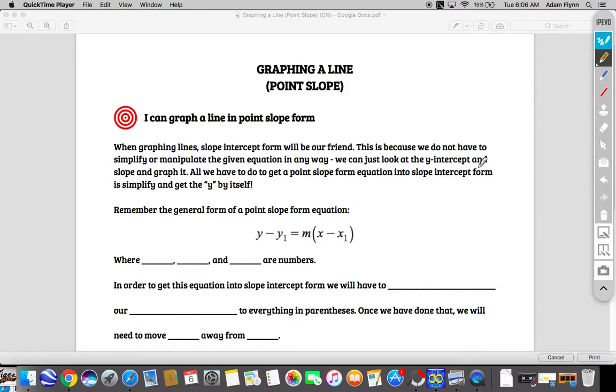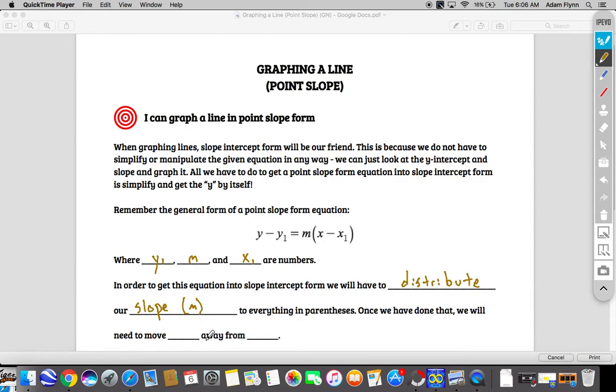So we have y minus y1 equals m times x minus x1. And remember, y1, m, and x1 will just be replaced by numbers. So in order to get this equation into slope-intercept form, we will have to distribute or multiply our slope, remember, our slope is our m, to everything in parentheses.